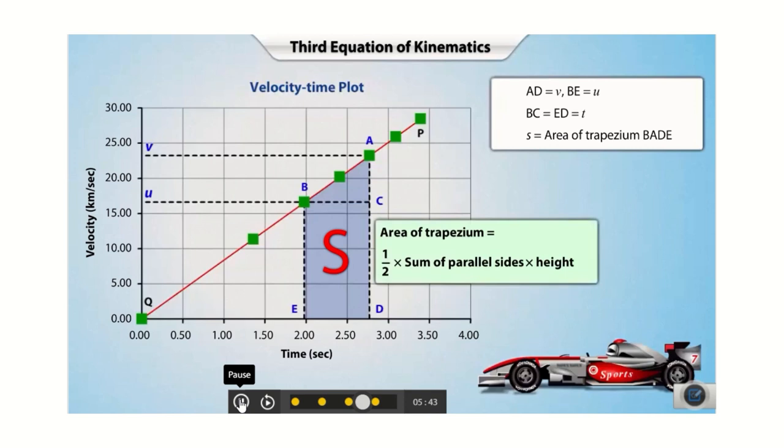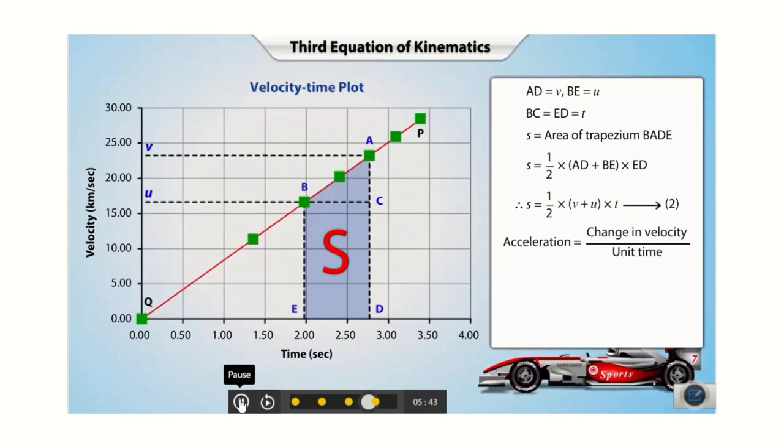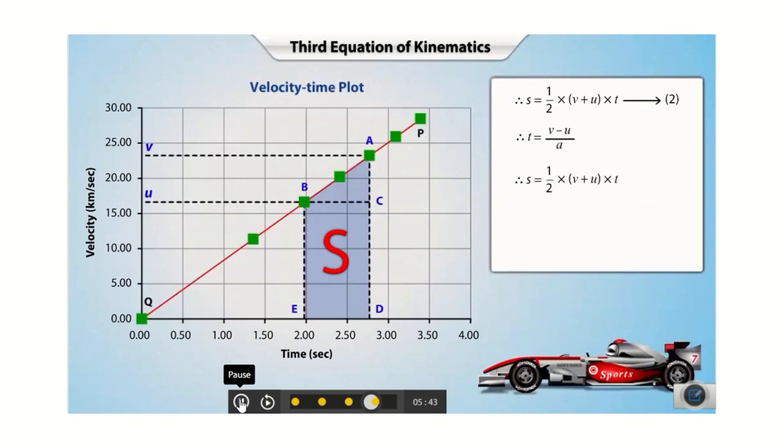The area of a trapezium is equal to half the sum of its parallel sides multiplied by its height. Let us substitute the values for AD, BE and ED. We know that acceleration is the rate of change of velocity. On substituting the value of t in equation 2, we get the equation shown here. On simplifying, we get the third equation of kinematics.